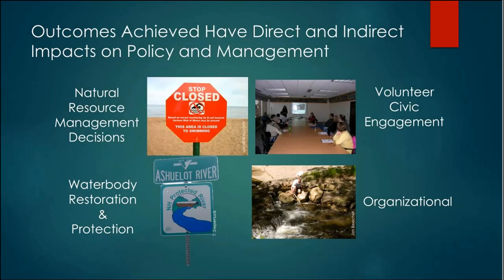areas. So the volunteer data were used to impact natural resource management decisions, such as closing a beach or opening a fishing area because the data proved that there was a concern that the water was not good enough quality. Volunteers became civically engaged. There was some kind of organizational change at the agency level as a result of volunteer monitoring, and water bodies were protected or restored.